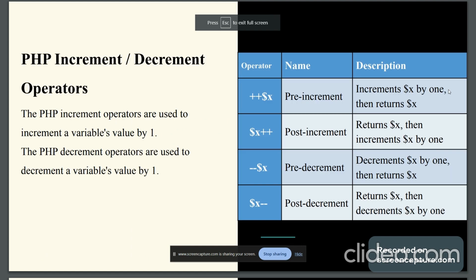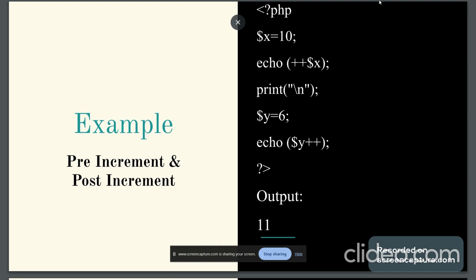Increment and decrement operators. Plus plus is the increment operator, which increments the value of a variable by 1 by default. And minus minus is the decrement operator, which decrements the value of a variable by 1. Now there are variations of writing this. We can have pre-increment, post-increment, pre-decrement and post-decrement. How does it matter? We will try to understand this by writing code.